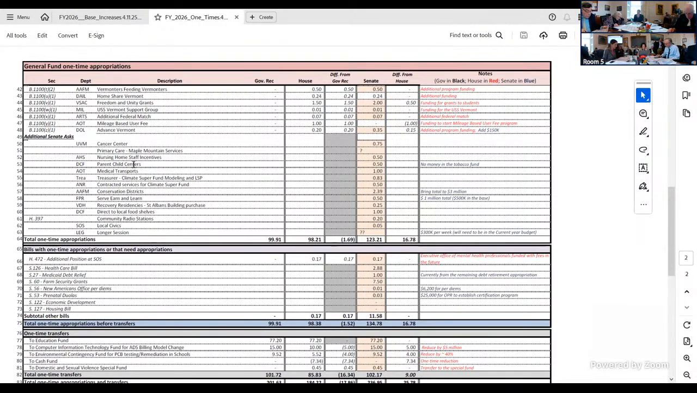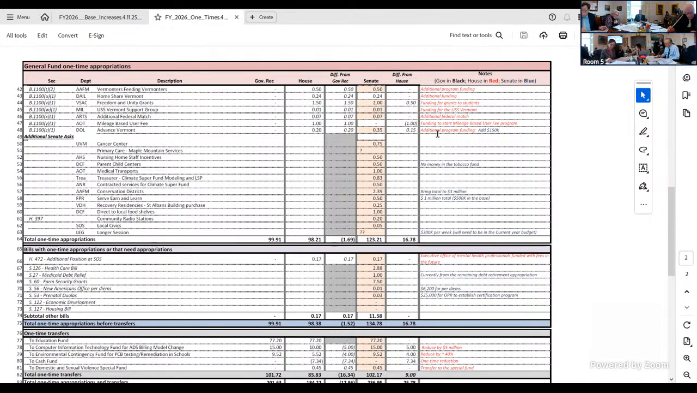And then the next, we also struck $47 million. That's different from, oh yeah, sorry, the mileage-based user fee. I should add a note to that. The removal of the $1 million from mileage-based user fee implementation that was added by the House. AOT thinks they're getting a federal grant for that.